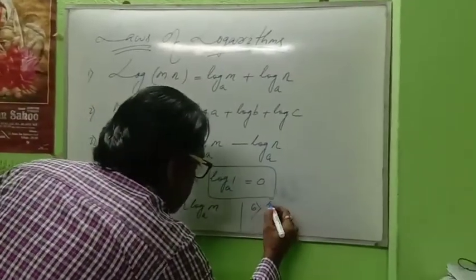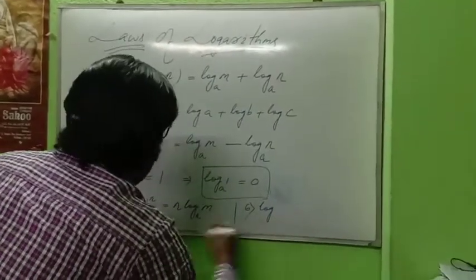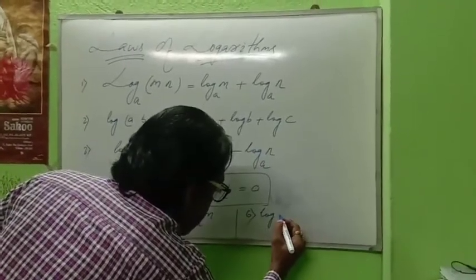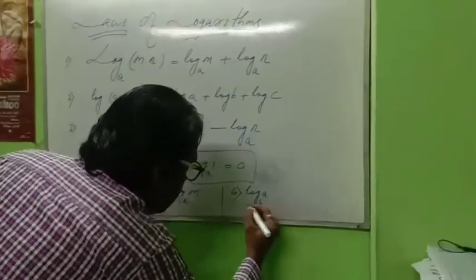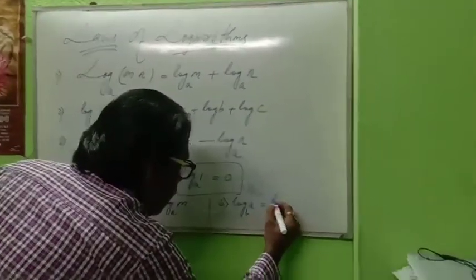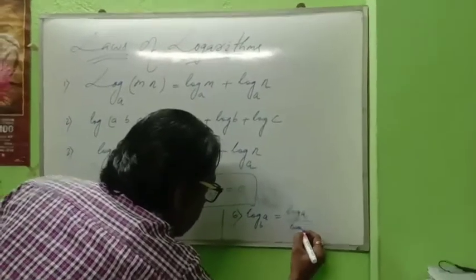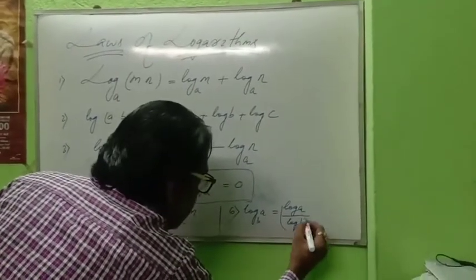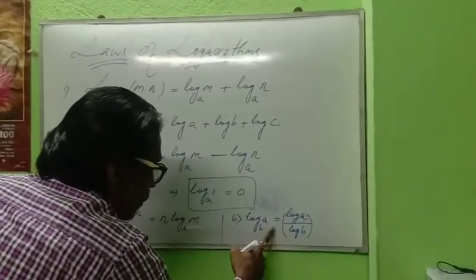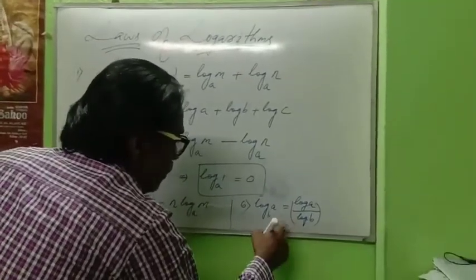Number 6. Suppose it is given log a base b. We can write this as log a divided by log b. Log a base b can be written as log a by log b. The base may be any number here.